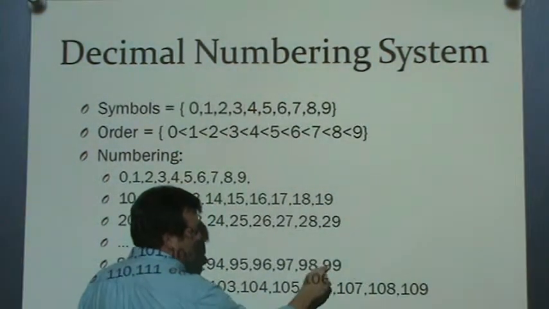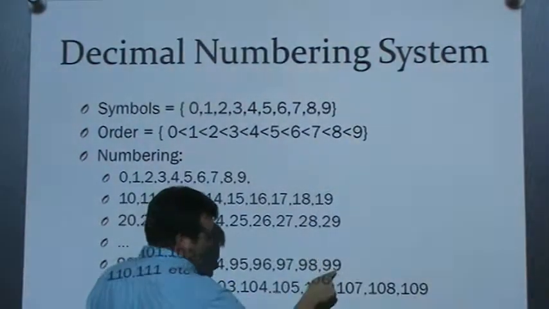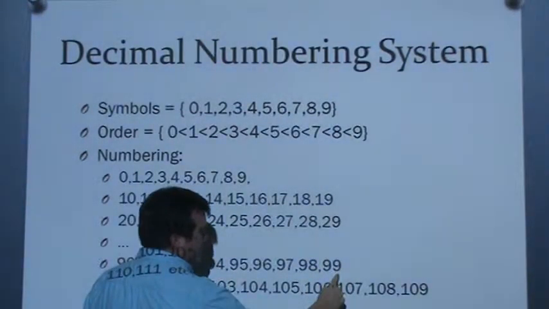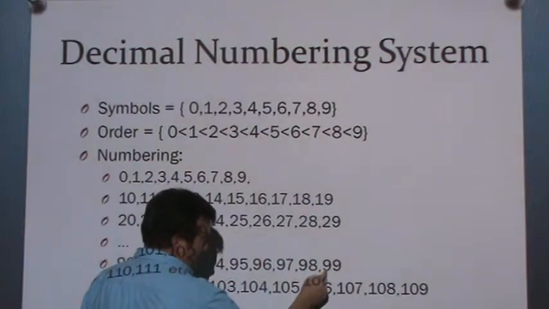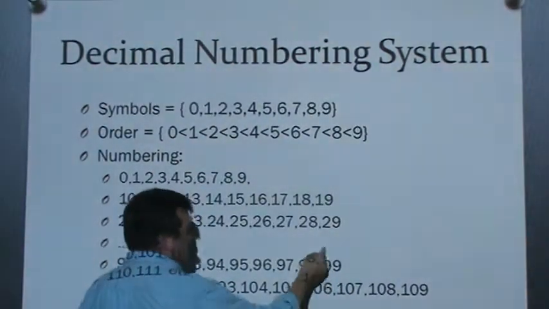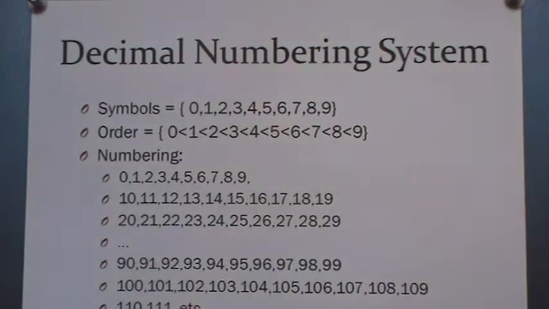So the next number after this: the 9 is at the maximum value, so we set this back to 0 and add 1 to this one, which is now at the maximum. So we set this back to 0 and then add 1 to the next one after it. And that gives us this symbol, and so on. This is a numbering system you're used to.